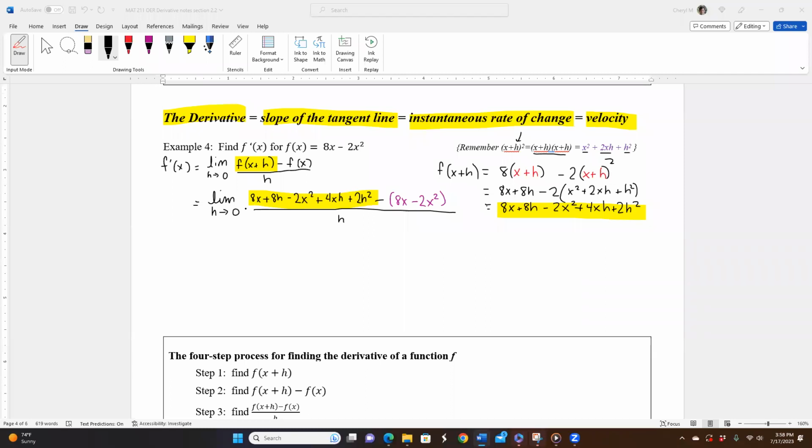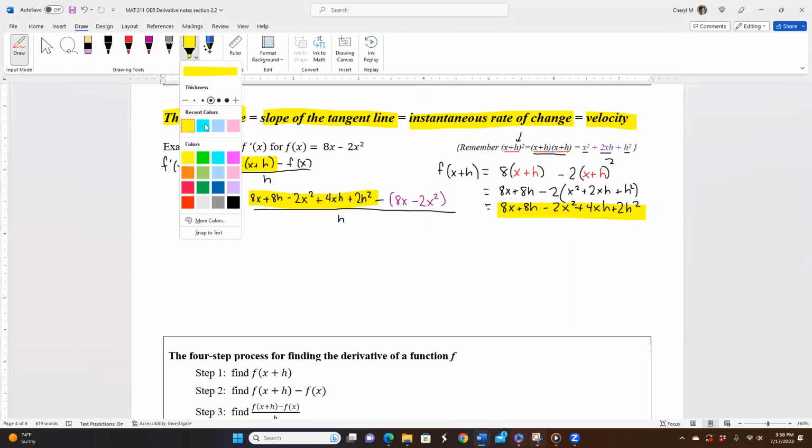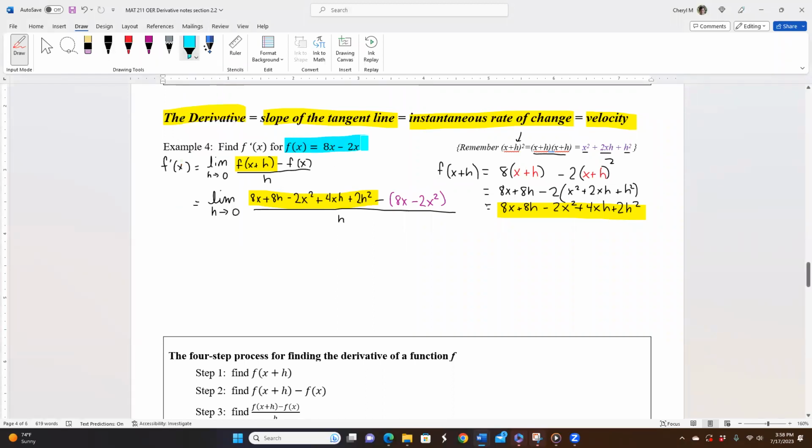So here we have the limit as h approaches 0 of 8x plus 8h minus 2x squared plus 4xh plus 2h squared, which is just really this part. Now, subtracting f of x is just our original function. F of x is 8x minus 2x squared. So this part of our numerator is just that there. And that's all over h. Now we try to clean it up. Let's write this again.